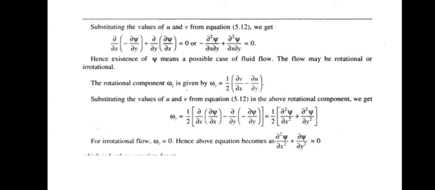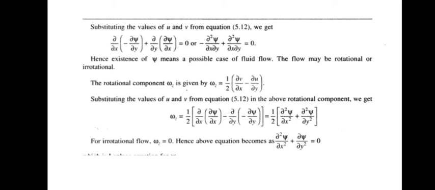After simplification, we have the same equation: minus ∂²ψ/∂x∂y plus ∂²ψ/∂x∂y is equal to 0. Hence, existence of ψ means a possible case of fluid flow. The flow may be rotational or irrotational. So that means if the given equation satisfies the above equation, then we will consider it is a possible case of fluid flow, but it is either rotational flow or irrotational flow.